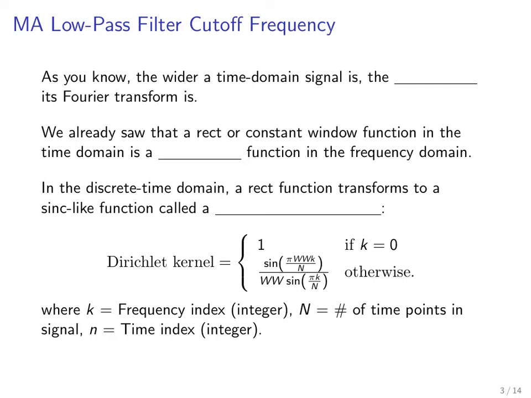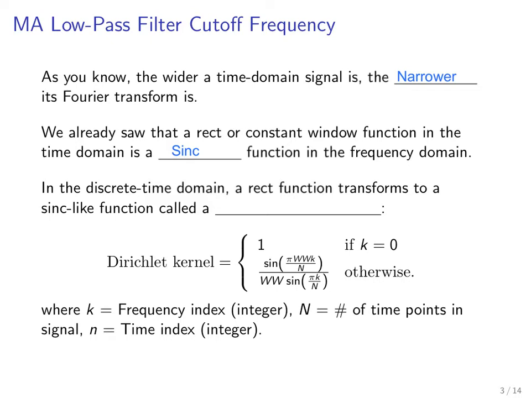Now, as you know, the wider a time domain signal is, the narrower its Fourier transform is. And we've already seen that a rect, or a constant window function in the time domain, in the continuous time domain, is a sinc function in the frequency domain. We talked about that last time when we were talking about the drawbacks of moving average windows.